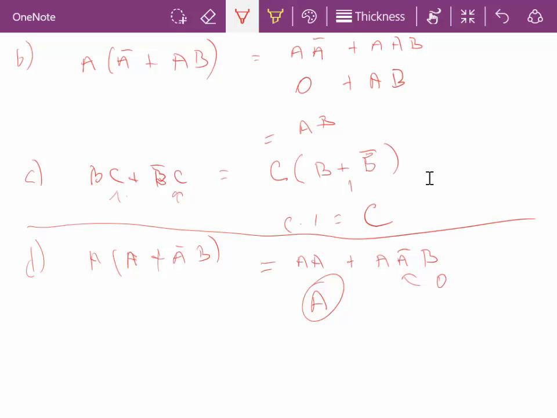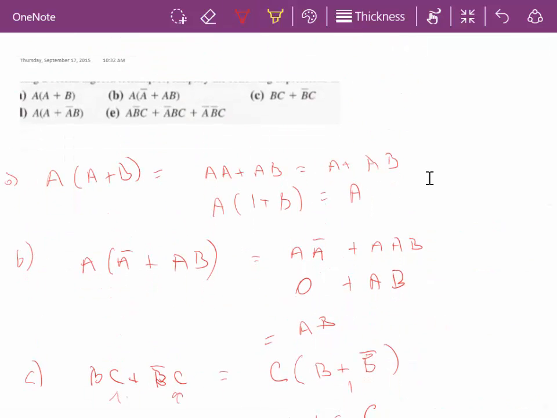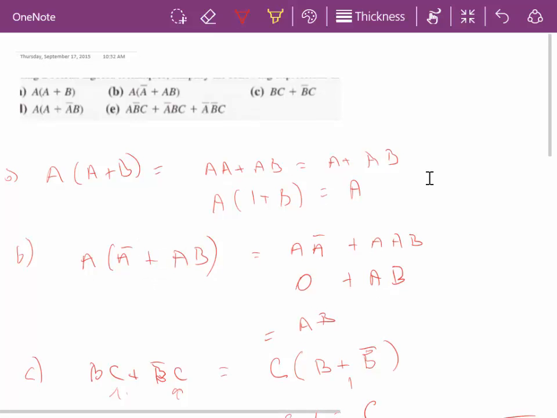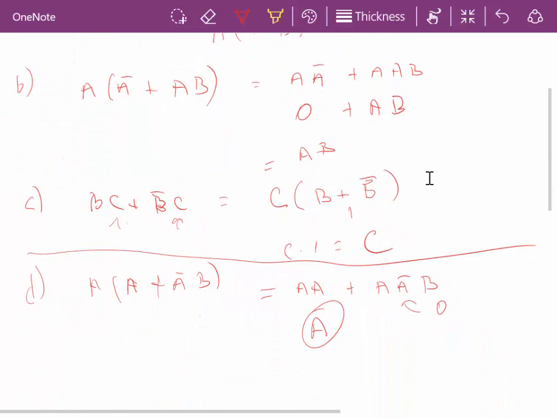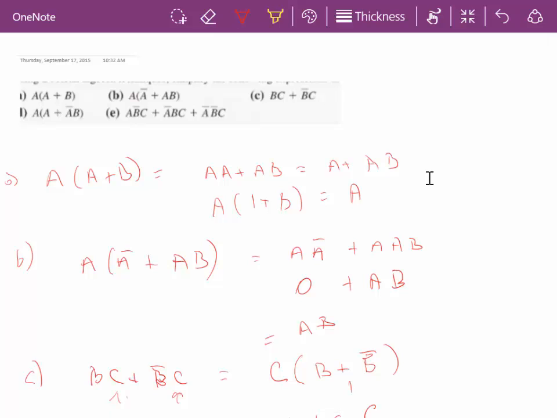The other way you could do that is you could take this expression and apply that one rule that I said I always forget. But you'll end up with A when you do it that way. Again, my simplest way is I multiply everything out and then I start combining. And then D is A plus A not B. No, that's one I just did.